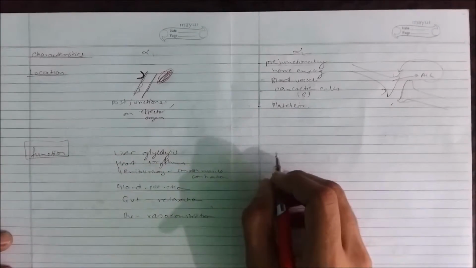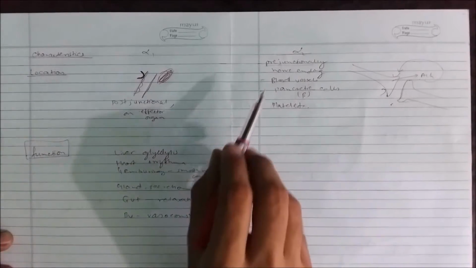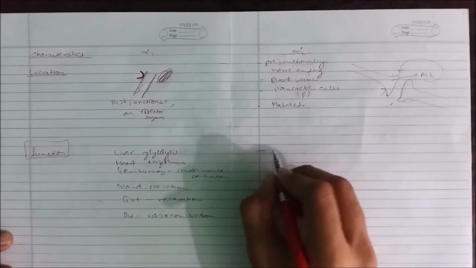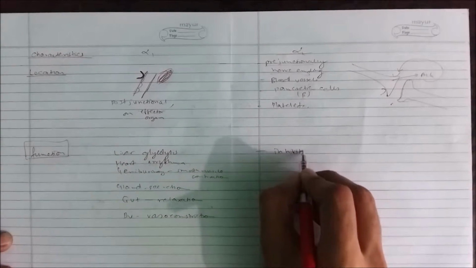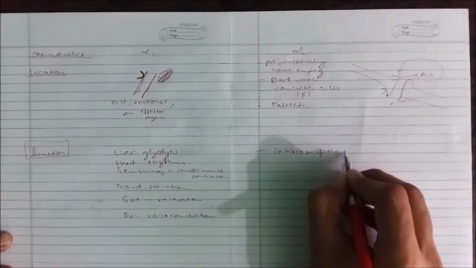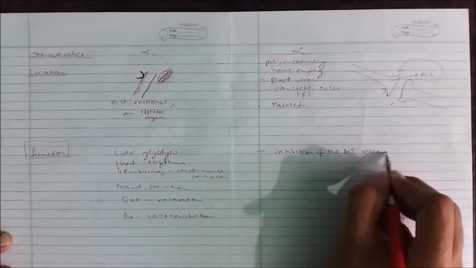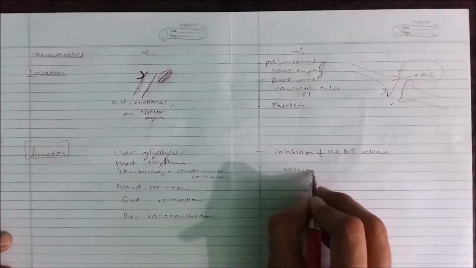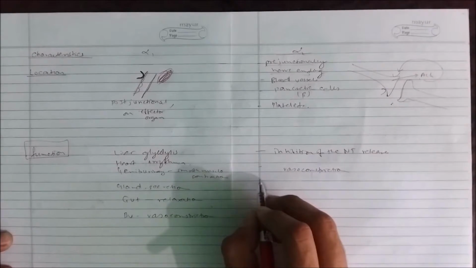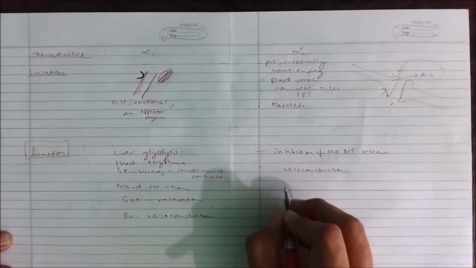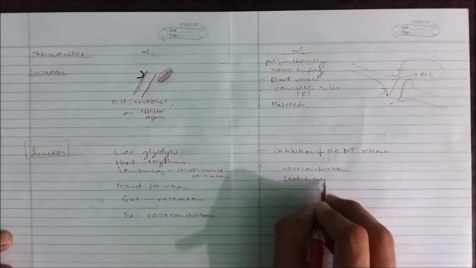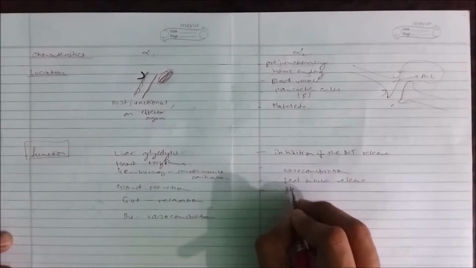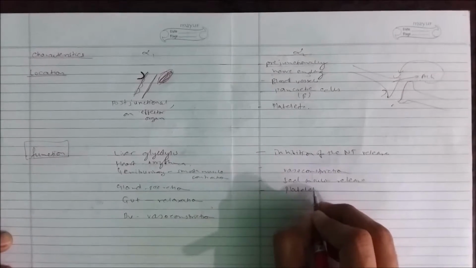And the functions of alpha 2: prejunctionally in the nerve endings, it inhibits its own production, that is, inhibition of neurotransmitter release. In blood vessels, vasoconstriction. In pancreatic beta cells, it causes decreased insulin release, and in platelets, it helps in platelet aggregation.